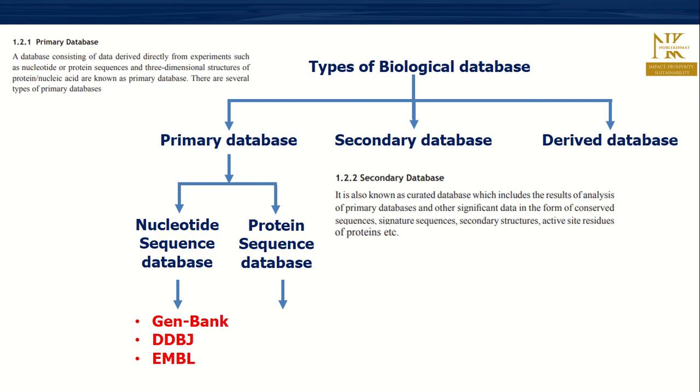Now there are examples of primary databases. We have GenBank, we have the DDBJ, we have the EMBL. We have the ones that are dealing with the protein, and the ones that are dealing with the nucleotide. The nucleotide databases are GenBank, DDBJ, EMBL. Not that GenBank doesn't have a protein sequence database, but basically you find the nucleotide here, unlike in protein, where you will not see the nucleotide sequence database.